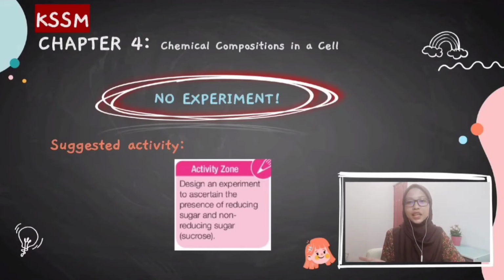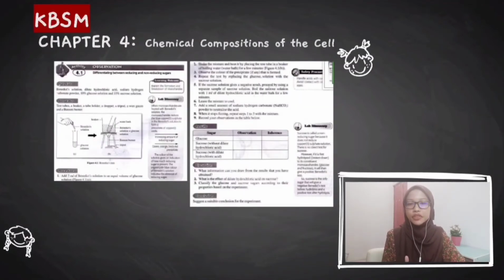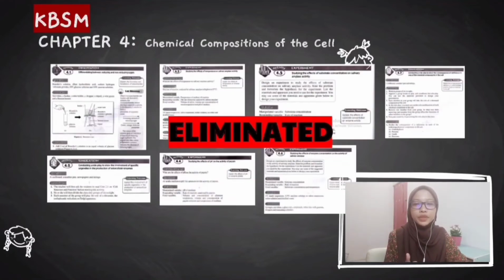In contrast, in KBSM and before, the experiments on the presence of reducing sugar and non-reducing sugar sucrose were explained in detail. I think it is good to eliminate the experiment details in the KSSM textbook, as students need to find out the experiment by themselves, which increases their higher order thinking skills, as KSSM is more student-centered learning. Plus, some experiments in Chapter 4 KBSM were eliminated in Chapter 4 KSSM, as they are not suitable to put under this chapter.